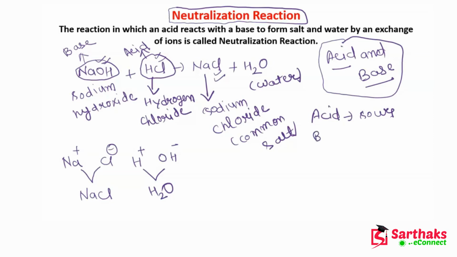On the other hand, there are bases. Bases are bitter in taste, like baking soda or caustic soda, and the soap which we use is made of these bases. So this NaOH is an example of a base, and this HCl is an example of an acid. I hope this is understood by you. Now let's move ahead to the next slide.